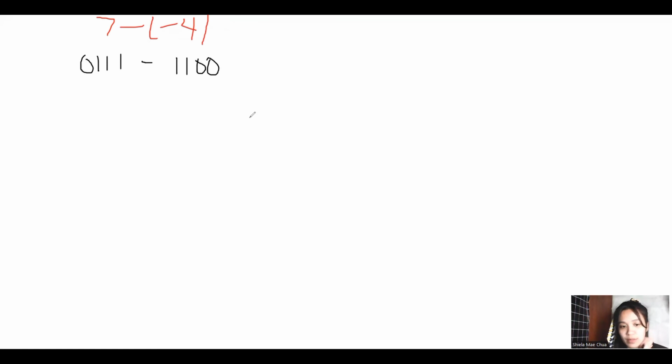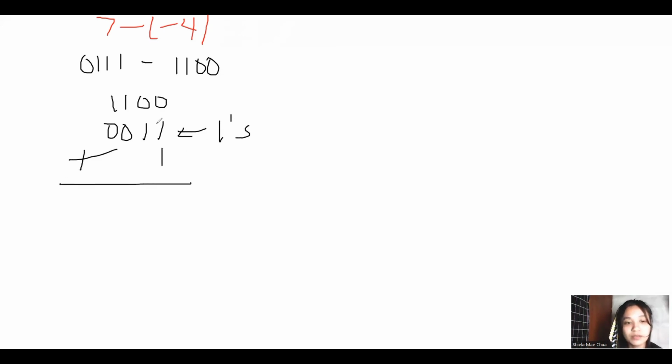We use the second's complement to get the 4. So in getting this, we start with 1, 1, 0, 0. Then to get the first complement, we change every 0 to 1 and every 1 to 0. So it will become 0, 0, 1, 1. So to get our second's complement, we need to add 1. So 1 plus 1 is 1, 0. 1 plus 1 is 1, 0. 1 plus 0 is 1. And bring down 0. Now we get the value for positive 4.